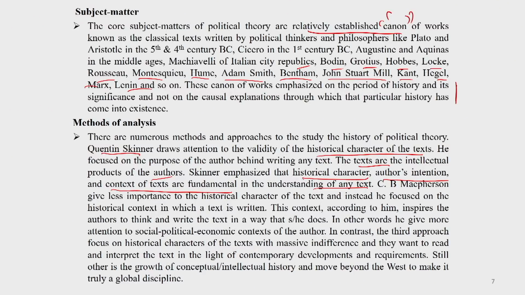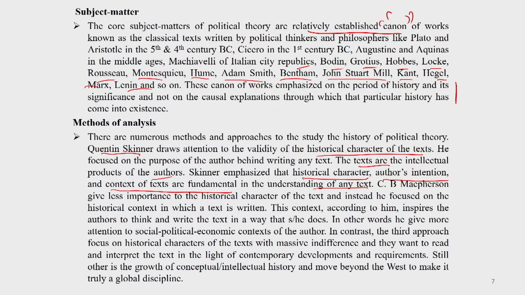In other words, he gives more attention to the social, political and economic context of the author. For example, when Hobbes was writing the Leviathan, more than the text and his intention, the prevailing situation of England of that time will be a better guide to understand that text and to understand the individualism that Hobbes is talking about, which Macpherson defines as possessive individualism and so on.